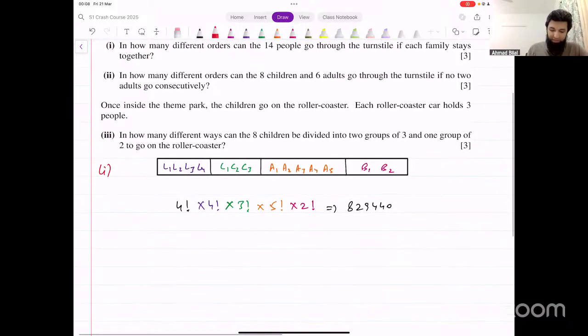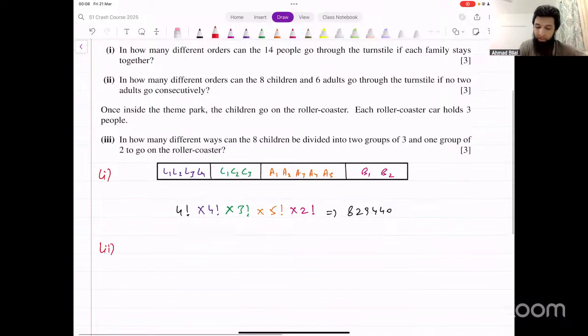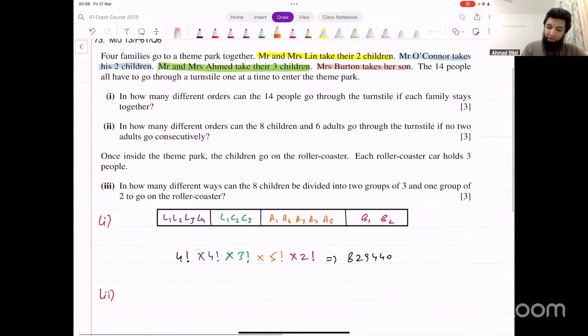The second part says, in how many different orders can the 8 children and 6 adults go through if no 2 adults go consecutively? Okay, now how many adults do we have? 2, 3, 4, 5, 6. We have 6 adults. They actually told us that as well, that there are 8 children and 6 adults. Okay, no 2 adults should go consecutively. That means we have to separate the adults, right? Just use the dashes and stars method.